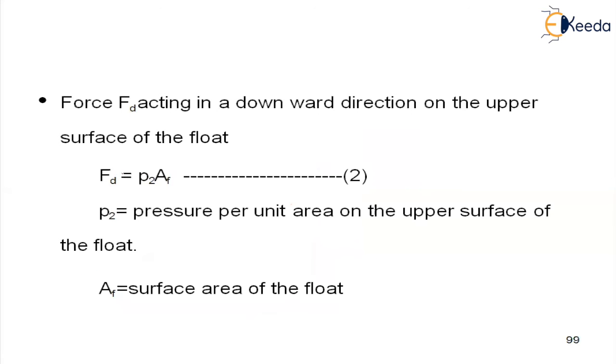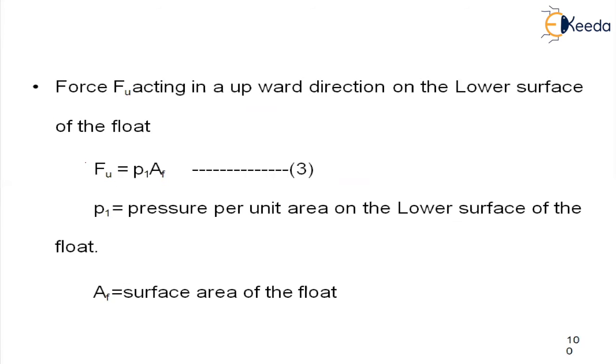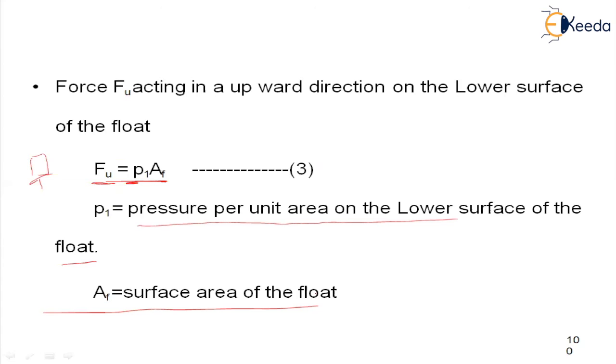See here, the formula for the downward force acting on the upper surface of the float is Fd equal to P2 into AF. What is the formula for pressure? Pressure equals force per unit area. Here P2 is the pressure per unit area on the upper surface of the float, and AF is the surface area of the float. This is the formula for the downward force. The upward force acts on the lower surface: Fu is equal to P1 into AF, where P1 is the pressure per unit area on the lower surface of the float, and AF is the surface area of the float, my dear students.